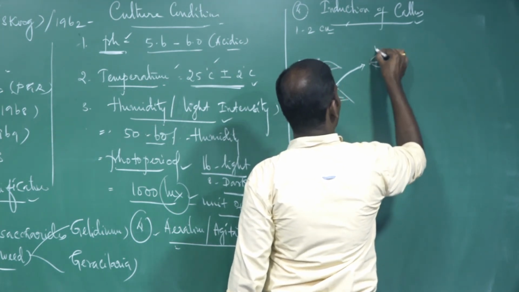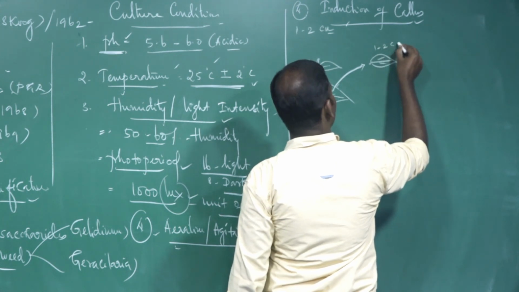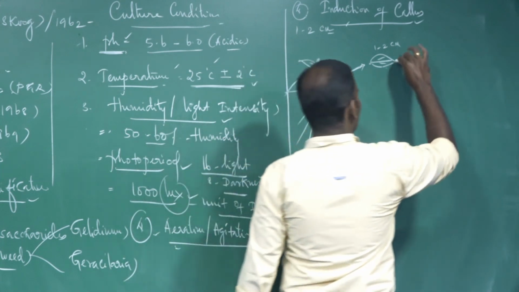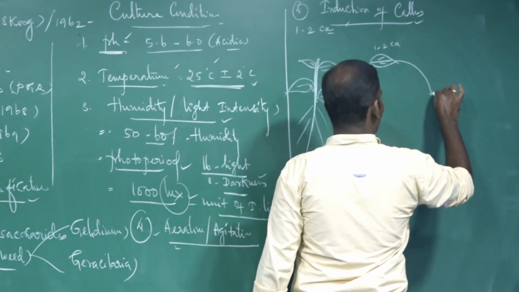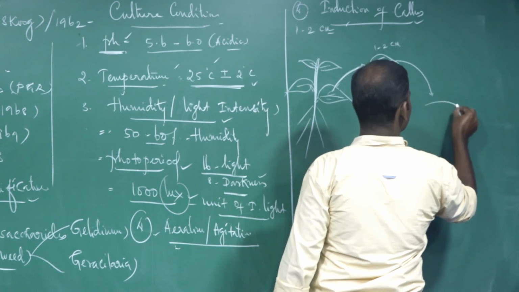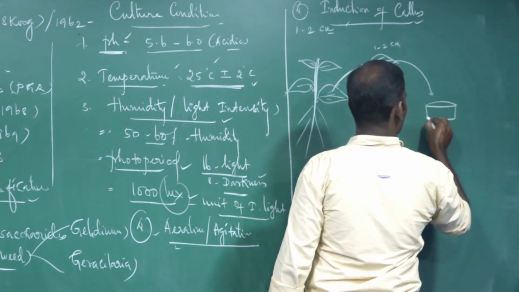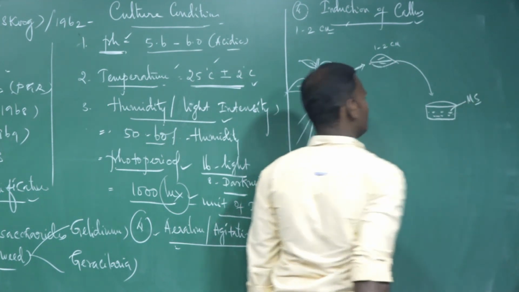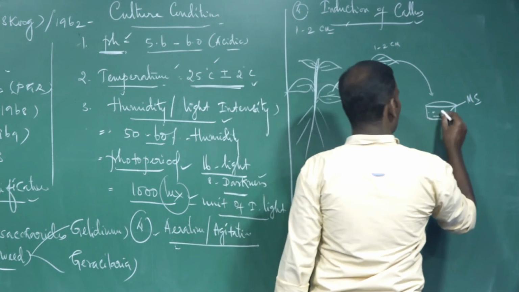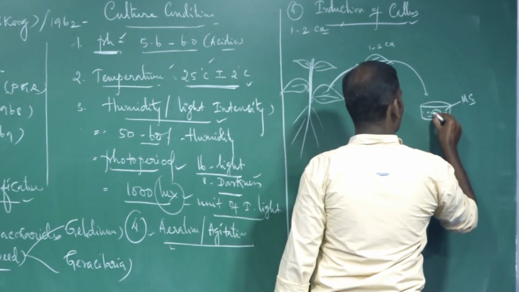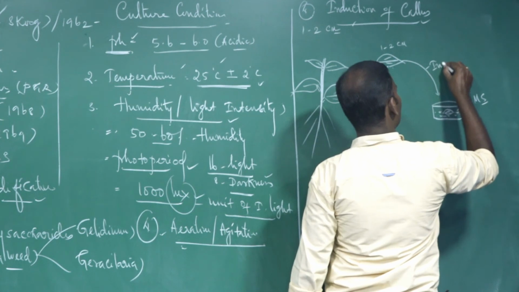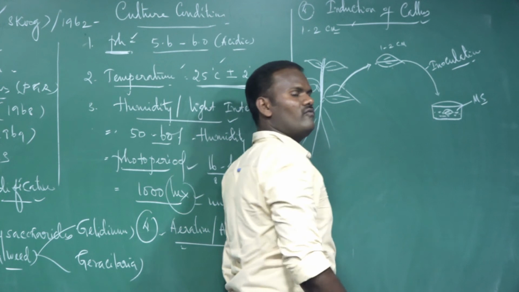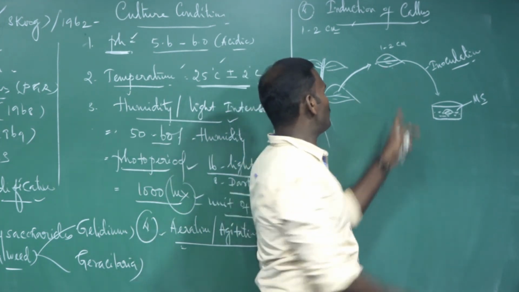So the explant should be a minimum of 1 to 2 centimeters. The sterilized explant should be selected and introduced or transferred into the culture medium or nutrient medium. For example, it is MS medium, MS nutrient medium, by the process called inoculation. Define inoculation. What do you mean by inoculation? The process of transfer of the explant.